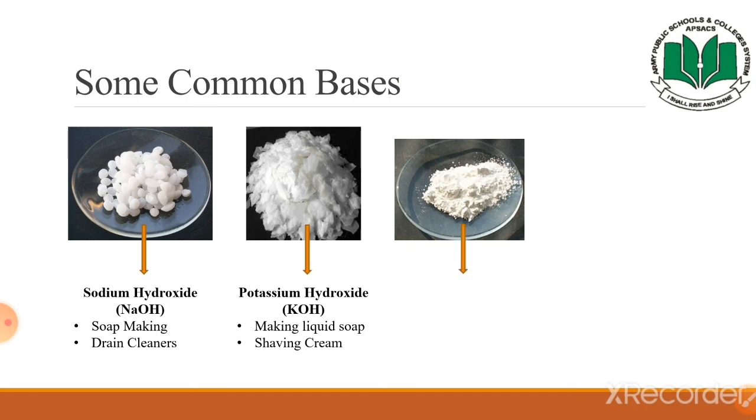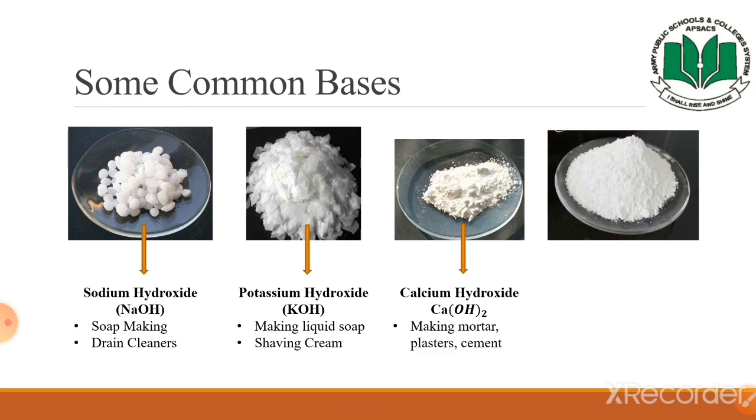Calcium hydroxide is used for making mortar, plasters, and cement. And the last example of a base is magnesium hydroxide, which is used as an antacid and laxative. Antacids are used to reduce the acidity of the stomach, and laxatives are used to reduce constipation.